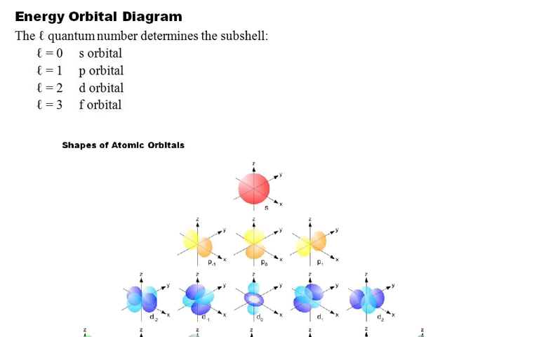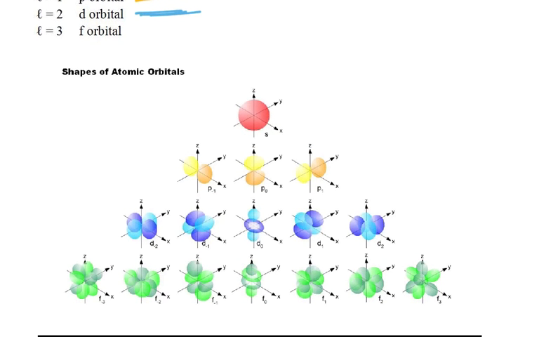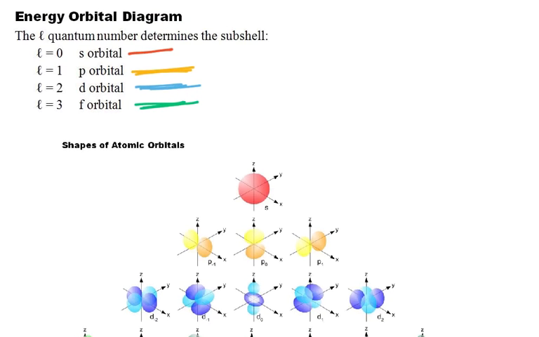So coming back here, n tells us which level we're talking about. Level 1, level 2, level 3, level 4. But L is pretty critical. L is which orbital we're talking about. So when L equals 0, that's an s orbital. When L is 1, it's a p orbital. When L is 2, it's a d orbital. And when L is 3, we get an f orbital.